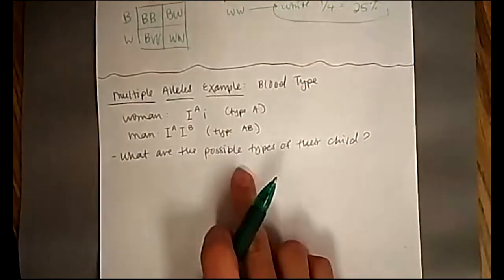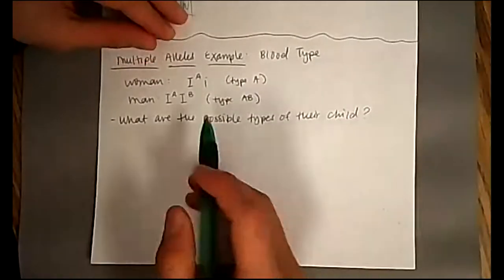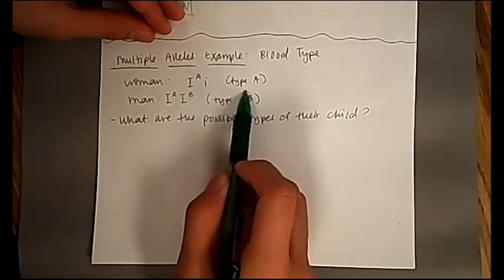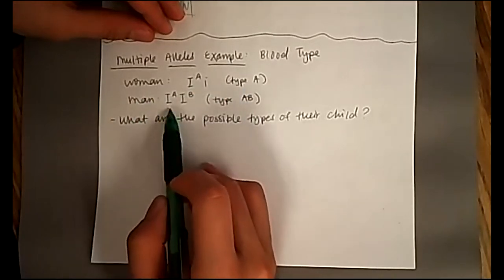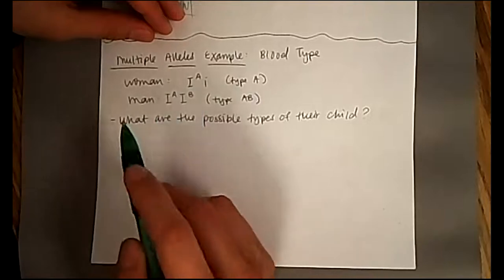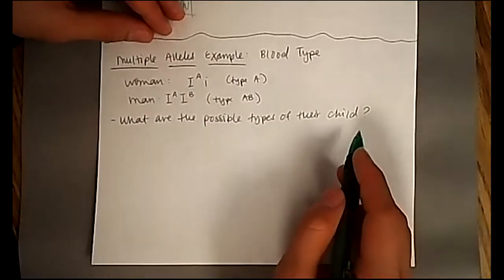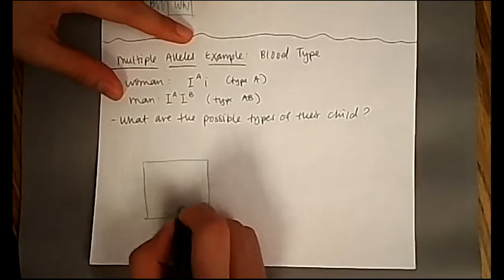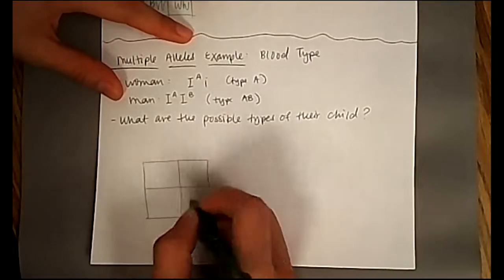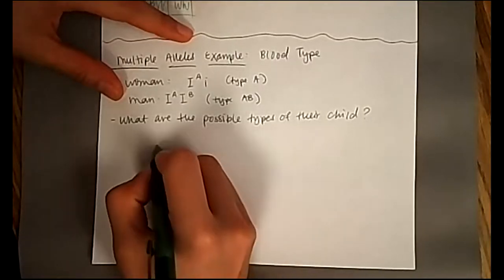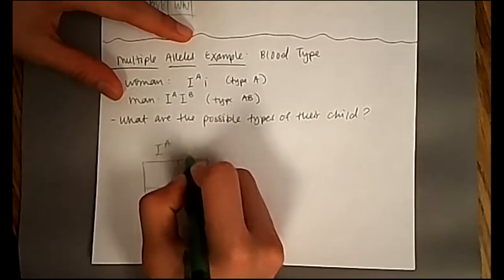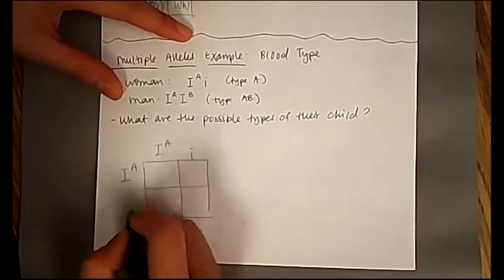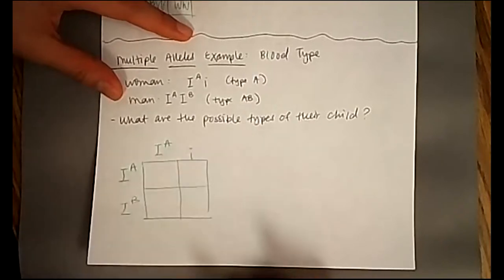So, multiple alleles example for blood type. Like I said, it's capital I^A and lowercase i for type A for the woman, and for the man, it's type AB blood with capital I^A, capital I^B. Okay, what are the possible types of their child? We're going to actually do a Punnett square first, obviously. And I do definitely appreciate that so far these non-Mendelian ones have been pretty straightforward and simple. So the woman's blood type is going on top, and the man's blood type is going on the bottom.